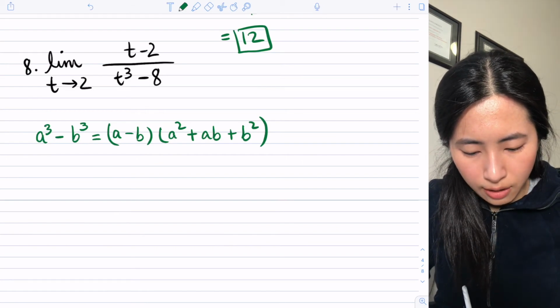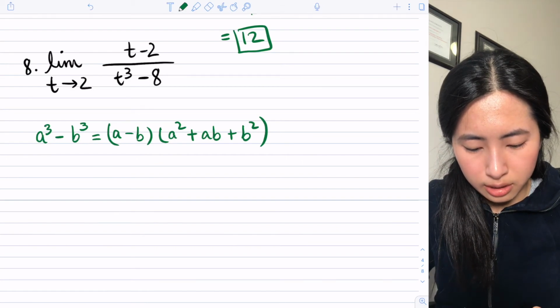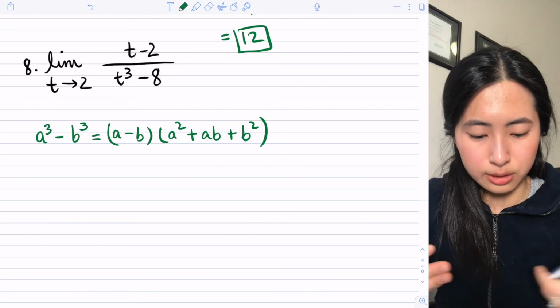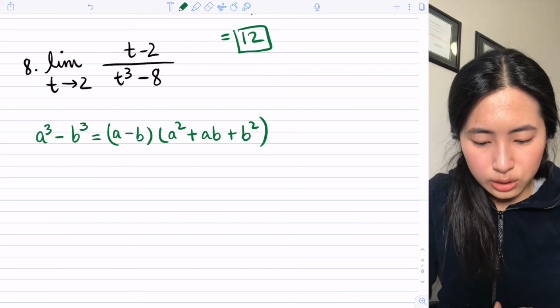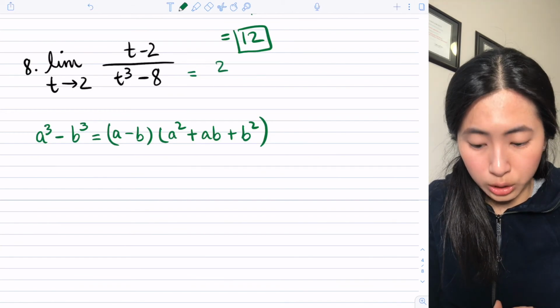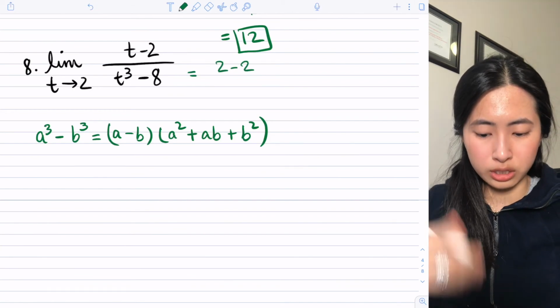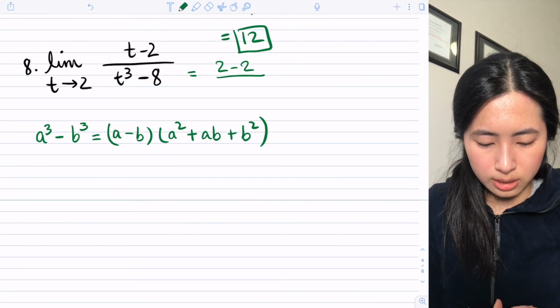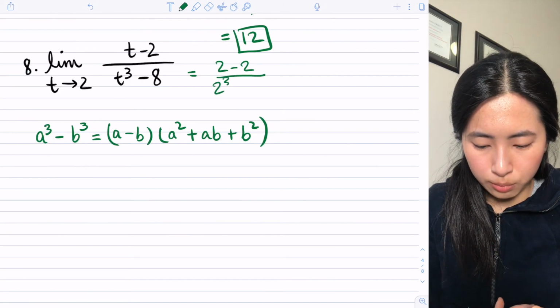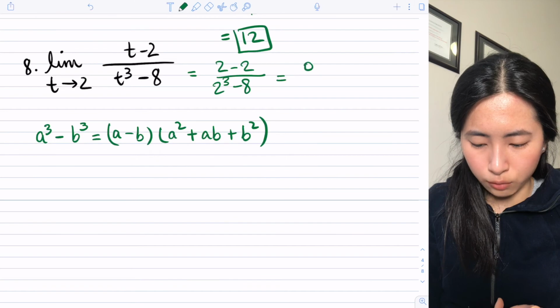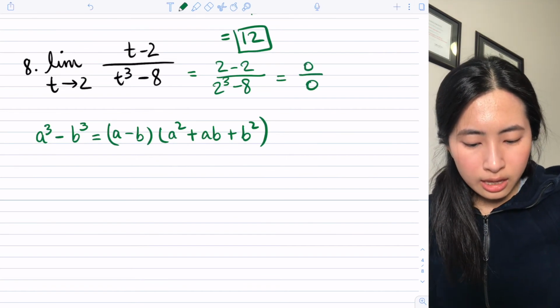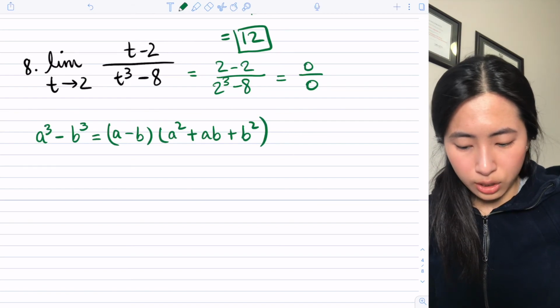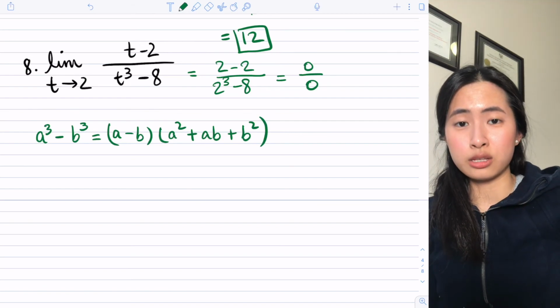If we're looking at direct substitution first, because ultimately that's the first step that you have to do and apply anyways, you plug in 2 into your numerator and denominator individually. So you would have 2 - 2 all over 2^3 - 8. We see that this is 0 over 0, and again, this is an indeterminate form. Therefore, we're going to apply difference of cubes in order to get rid of this indeterminate form.